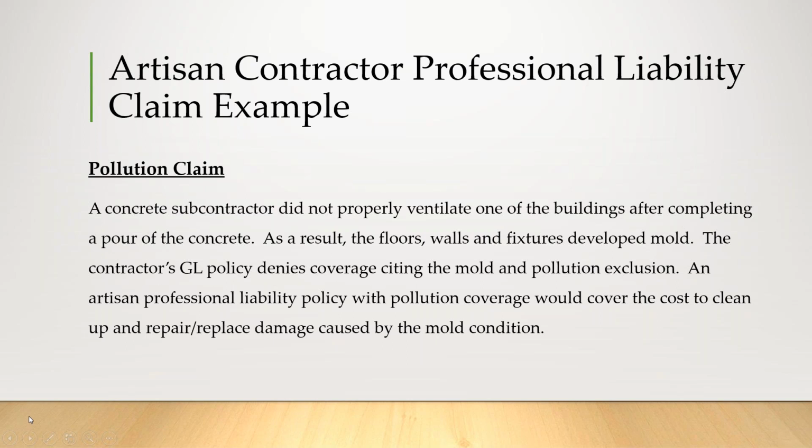And then this is an example of a pollution claim within the Artisan space. This is about a concrete subcontractor that did not properly ventilate one of the buildings after pouring concrete on it. As a result, the floor, walls, and fixtures had developed mold over time. So the contractor's GL policy denied coverage because they had a mold and pollution exclusion on it. So an Artisan's professional liability with pollution coverage would cover the cost to clean up and repair and replace the damage caused by the mold condition. Again, this is why it's really important to make sure that your pollution insuring agreements do carry and provide coverage for mold, because this is by far the most common type of claim and pollutant when facing contractors' pollution claims.